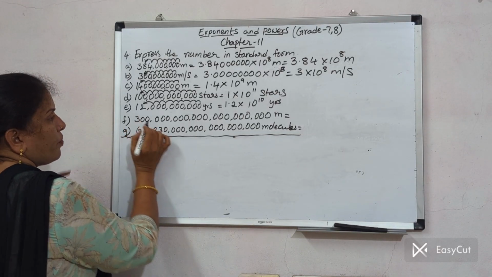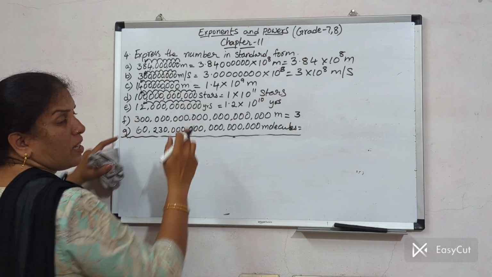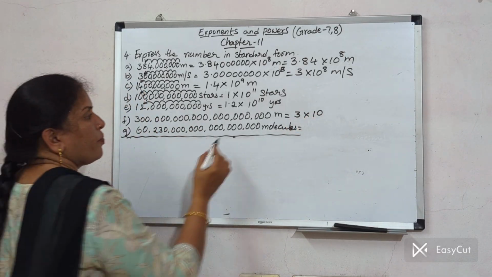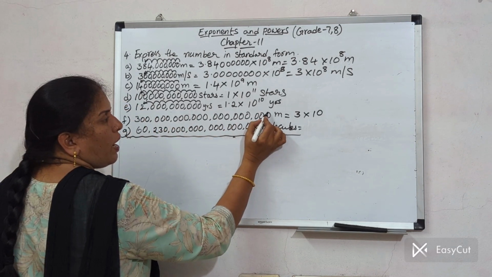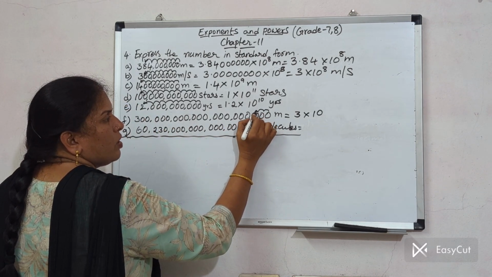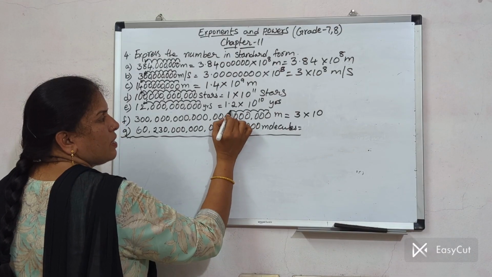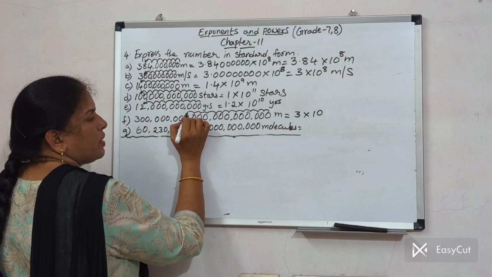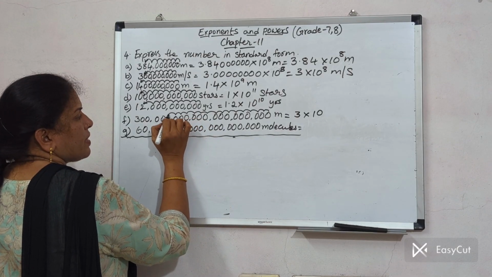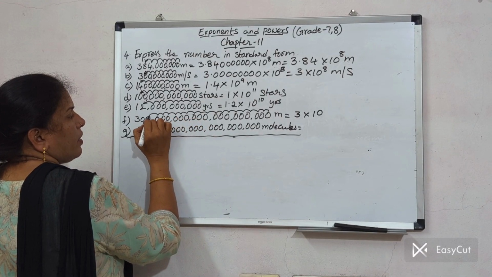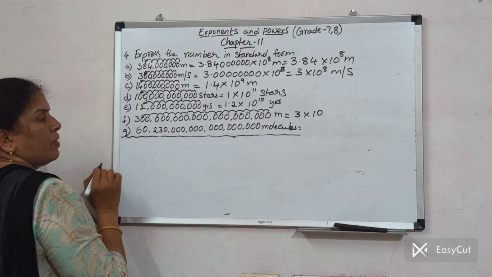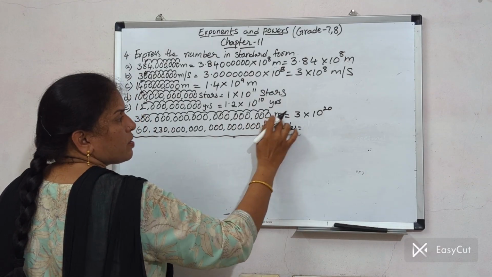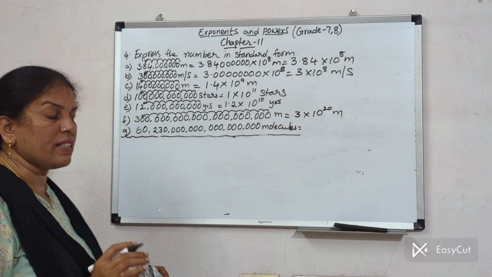I will keep the point here. 3 point. All zeros are there, no need to keep the point. Into 10 to the power of. Count the zeros. How many digits before I kept? 1, 2, 3, 4, 5, 6, 7, 8, 9, 10, 11, 12, 13, 14, 15, 16, 17, 18, 19, 20. Arrow mark. 20 digits before I moved. So 10 to the power of 20. What are the units? Meters. Understood, ma? Very easy now.